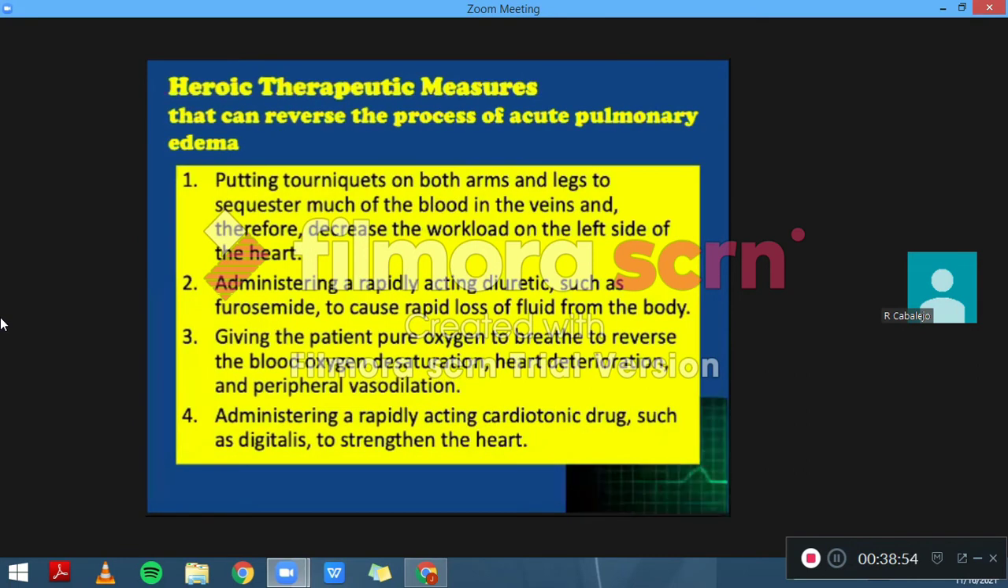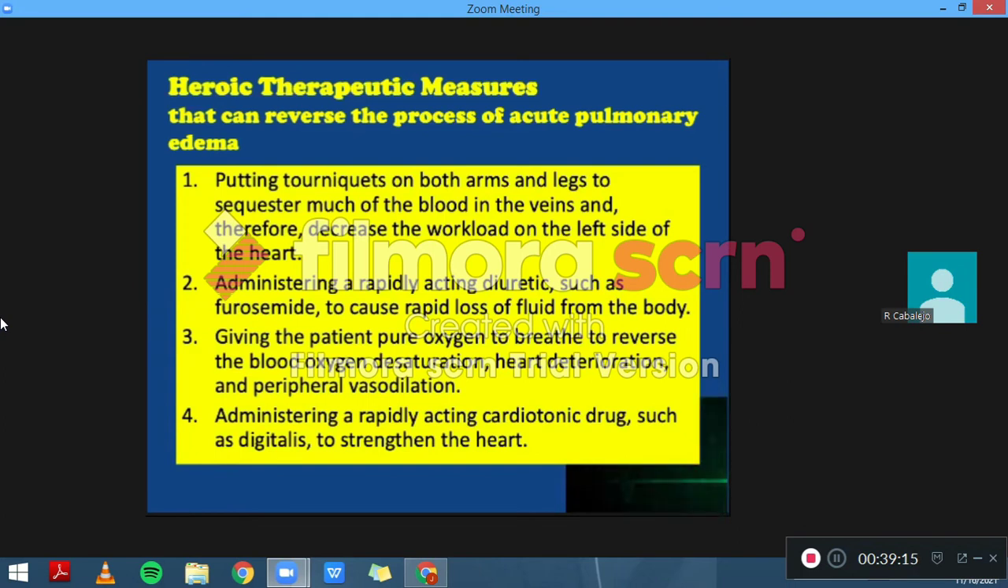So what can we do? These are heroic, not totally effective, but at least these are the things that you can do if you have a patient with an acute pulmonary edema. You may put in tourniquets on both arms and legs to at least sequester much of the blood in the veins and therefore decrease the workload of the left side of the heart.